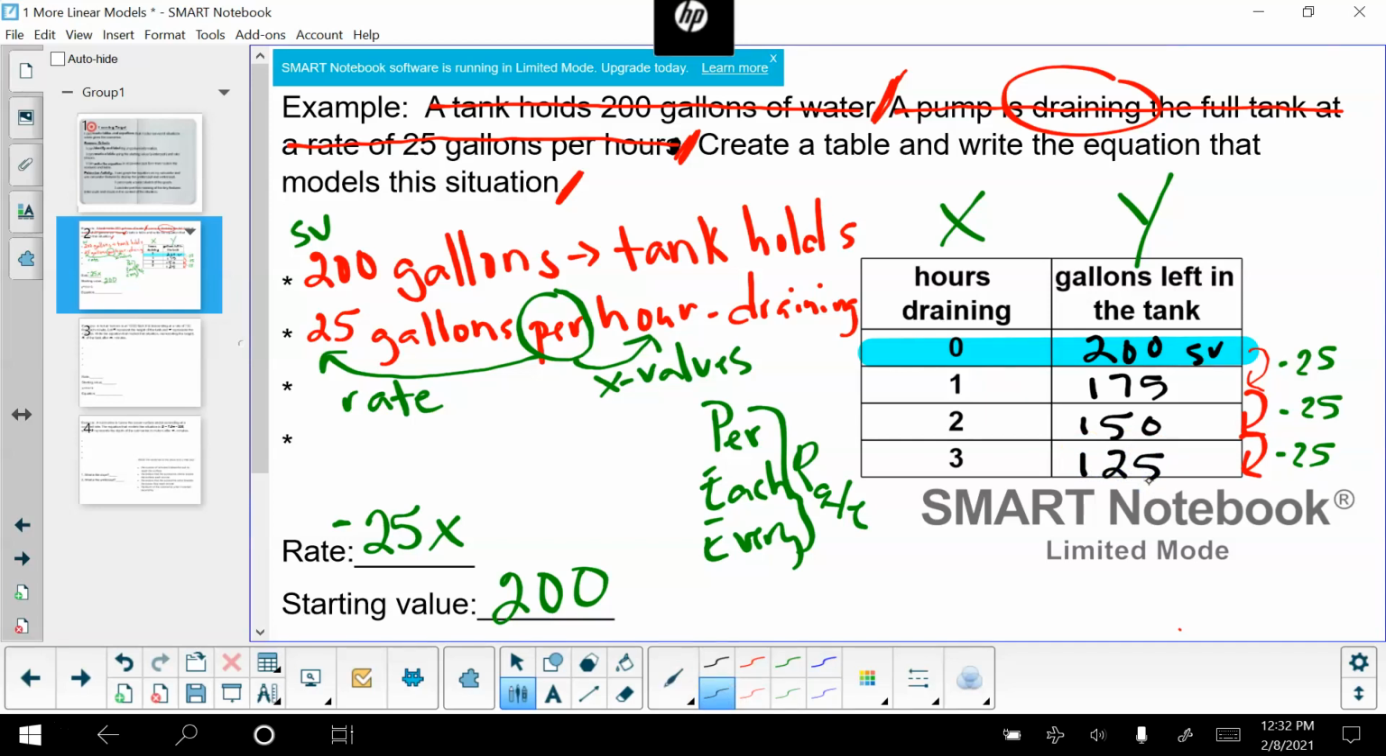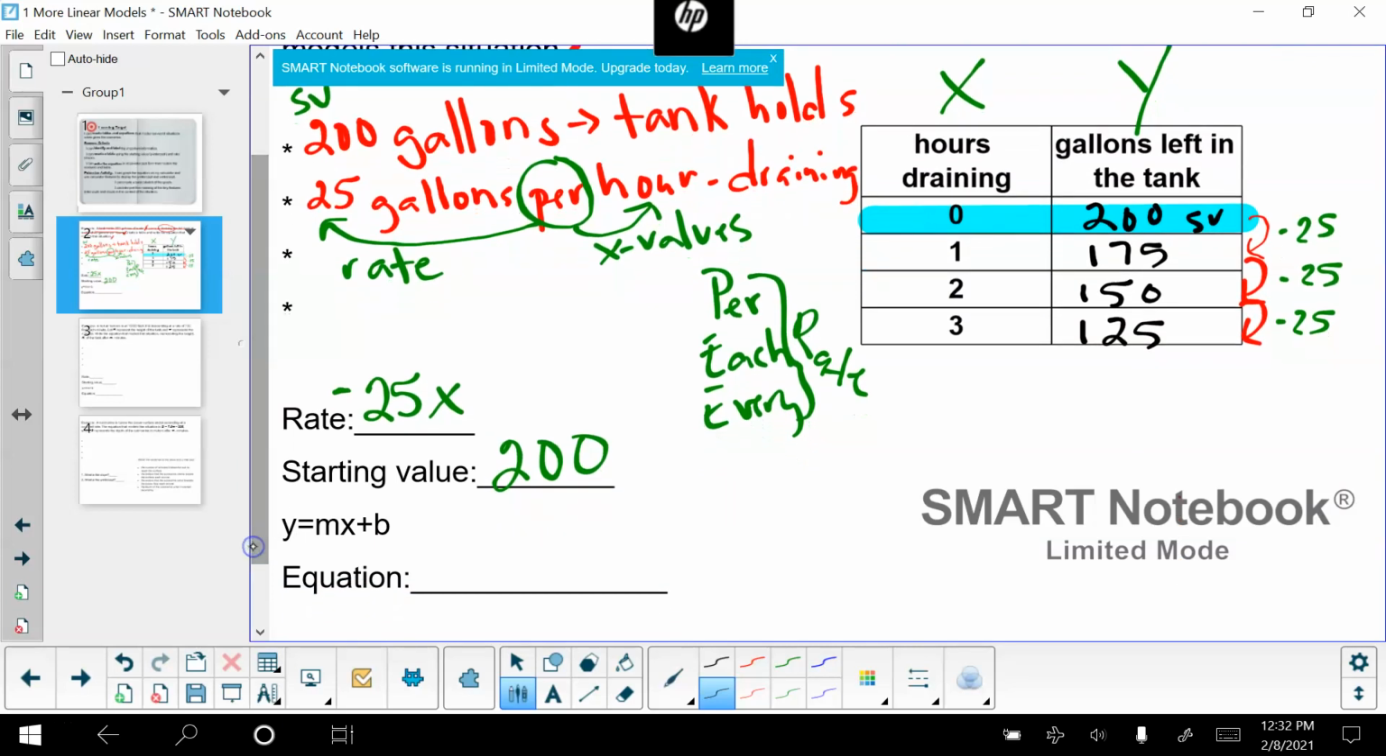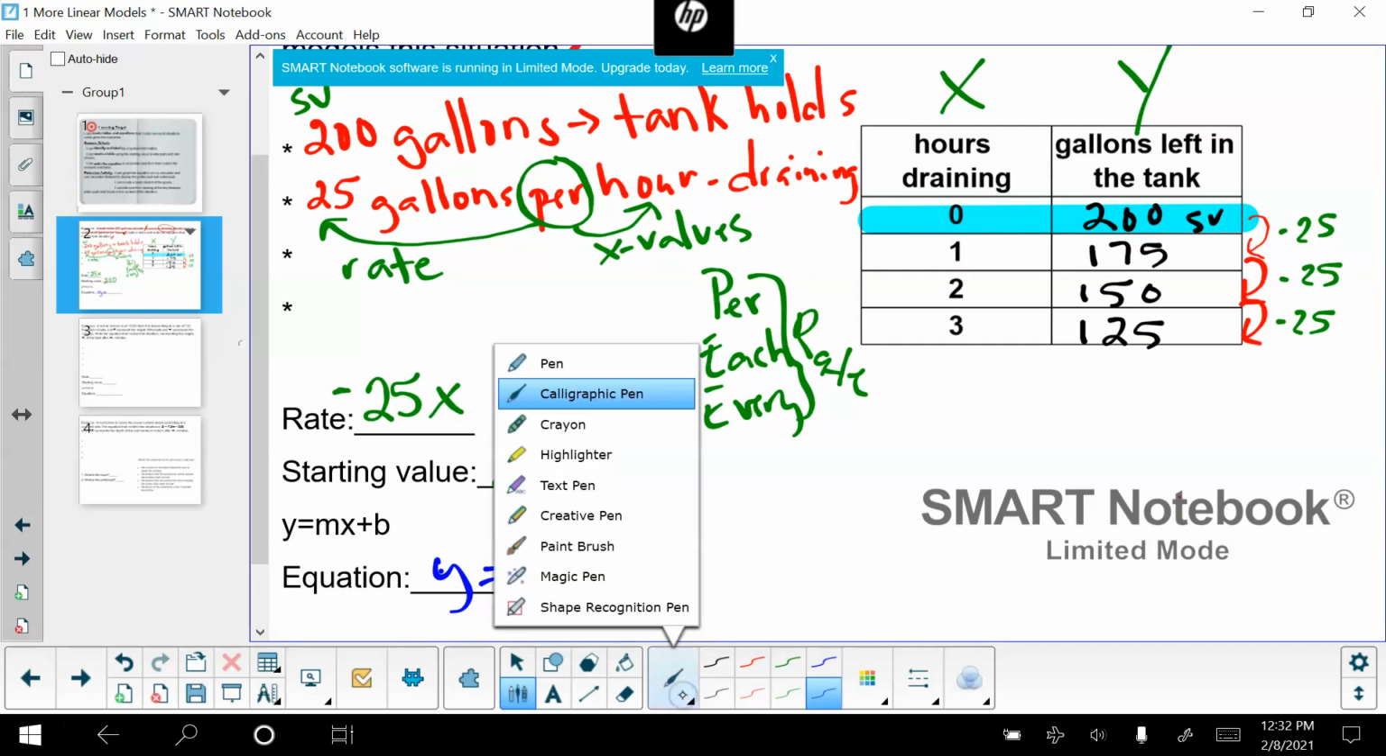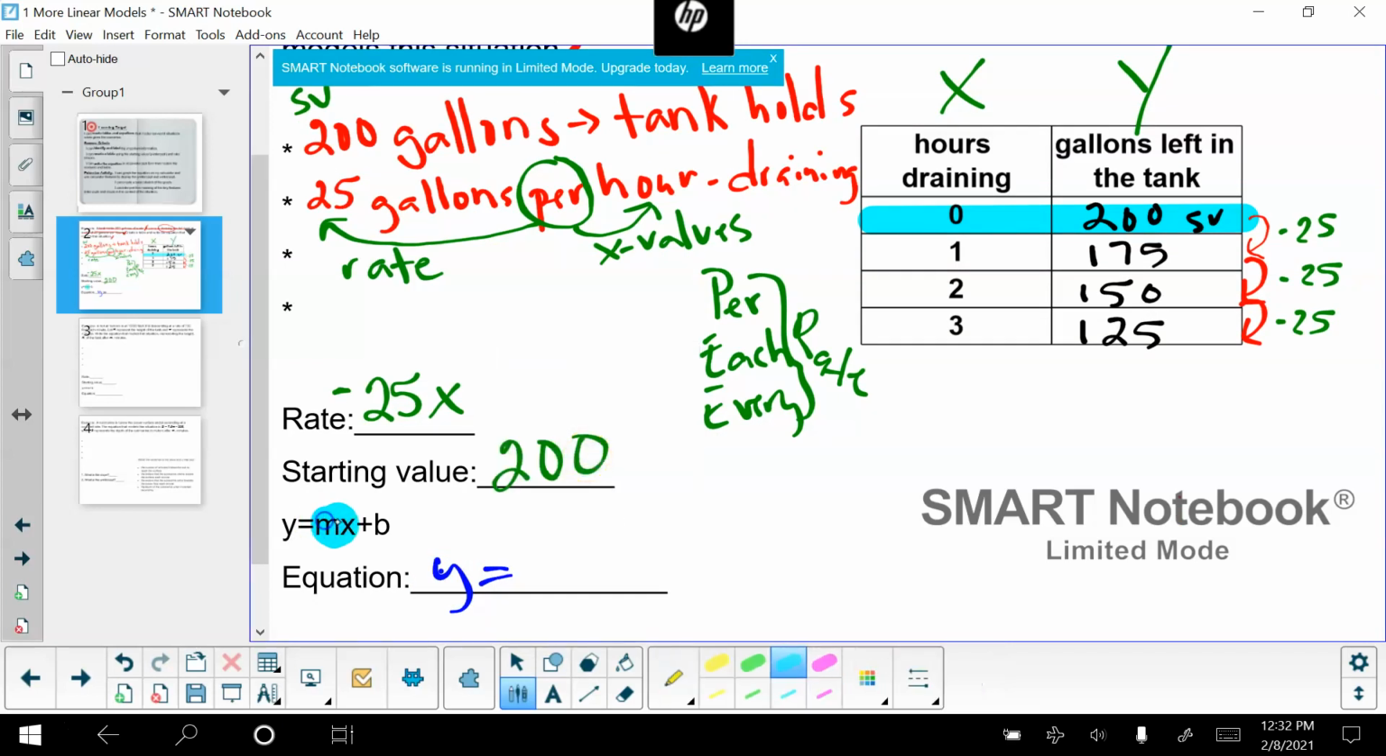Now, when I write the equation, I'm going to start off with my y equals, and I'm going to remind myself that we always put the mx first, or the mx go together. They don't actually have to always be first, they go together. So that's why it's good to have that negative 25 with the x. And then the b comes after that. Since it's positive, I can do plus 200.